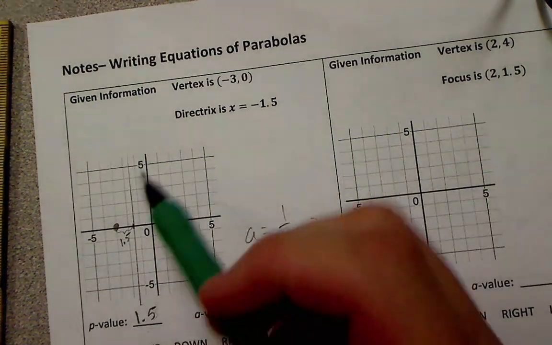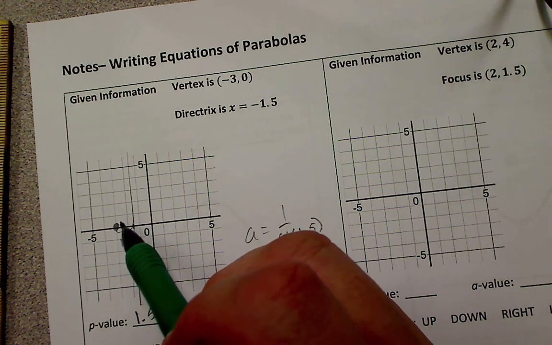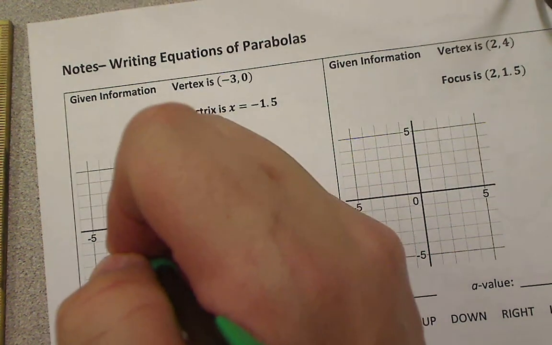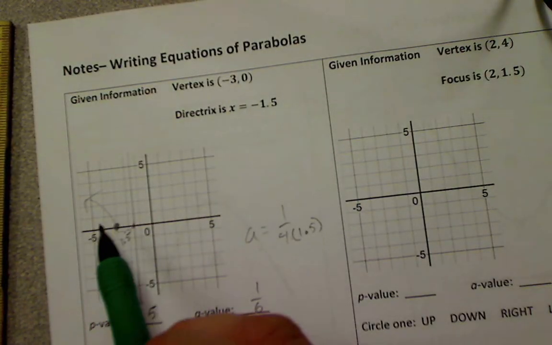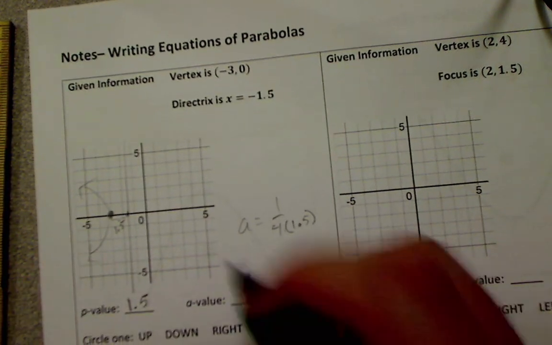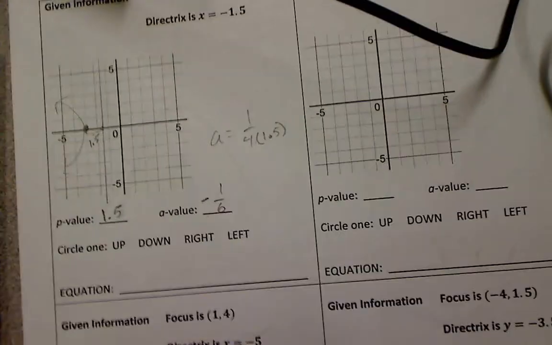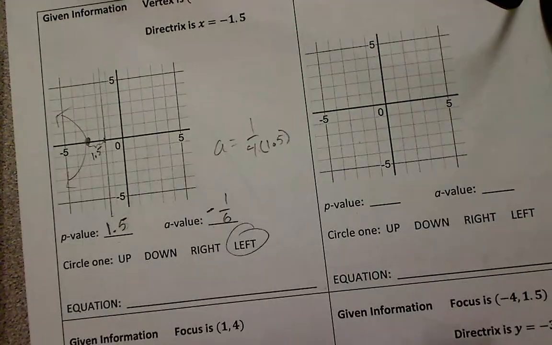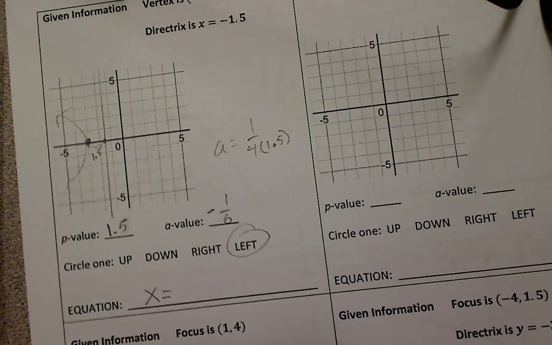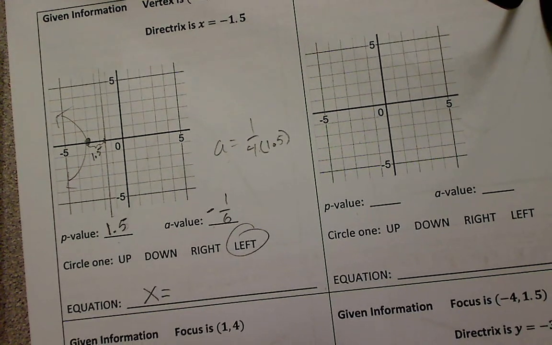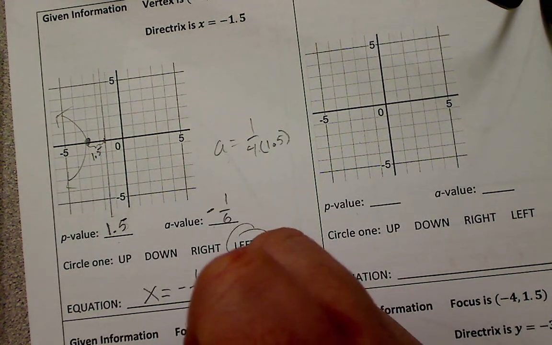Now here's the thing. Because your directrix is sitting right here and your vertex is right here, the graph is going to open this direction. Since it's going to open to the left, it tells me two things. One, my A value has to be negative. But two, it also tells me that my equation has to be x equals. Since it's x equals, A we know is negative 1 over 6.